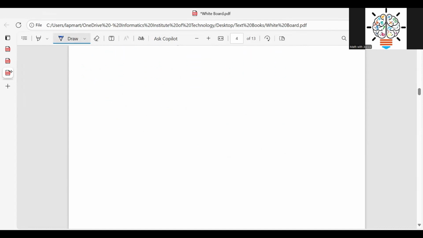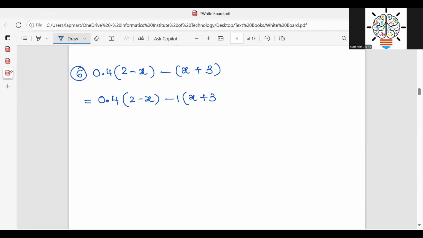So in question number 6, 0.4 times 2 minus x, subtract x plus 3. I rewrite this. 0.4, 2 minus x, negative 1, x plus 3. Can you remember? I explained to you that in front of the bracket, if you just see a positive or negative sign, if it is a negative sign, that means negative 1. If it is just the positive sign, that is positive 1. So you want to rewrite this.